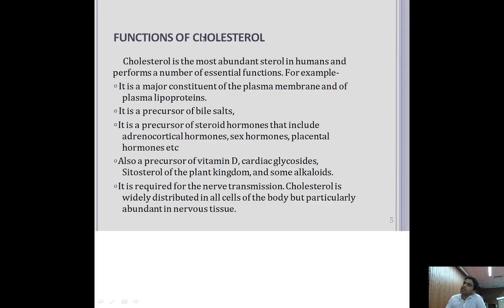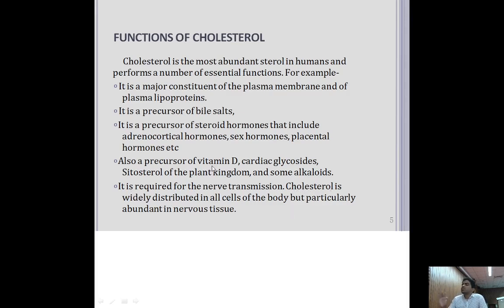Third, cholesterol is also a precursor of vitamin D. Other things no need to know. So it is a precursor of bile salts and bile acids, a precursor of steroid hormones, which includes all these, and you have to know the names. Then precursor of vitamin D. For vitamin D we might have a separate class, either I will take it or in nutrition they will be taking it. And this cholesterol is required for nerve transmission also.